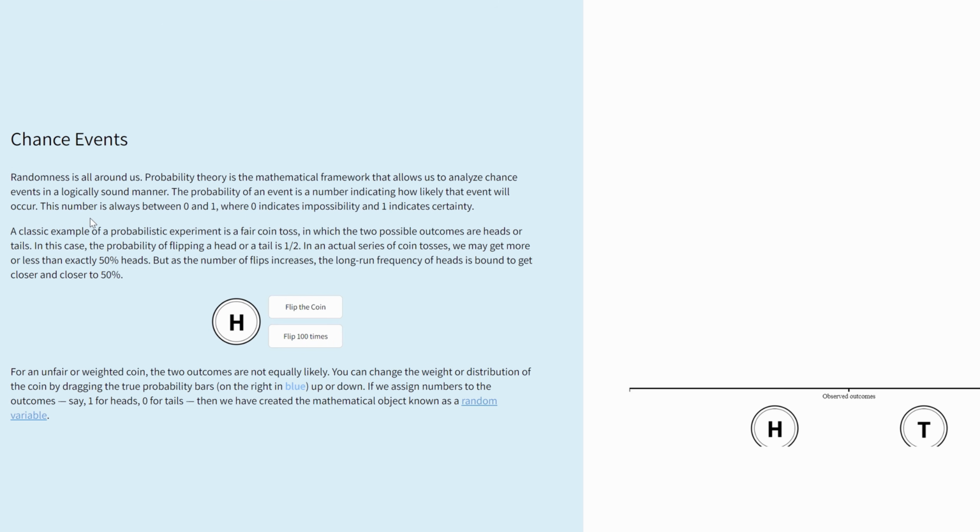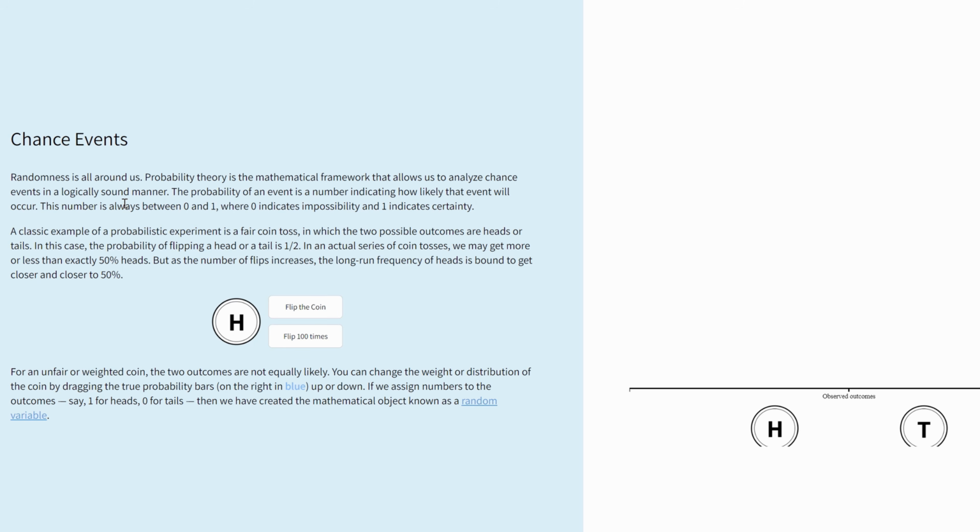Chance events. Randomness is all around us. I love abstract concepts like that. And I think it is. Life is all about randomness. Obviously, some believe in that stochastic process. Some don't. Some think it's deterministic. Your path has already been set. Where do I sit? I don't really know. Maybe for another video. Probability theory is the mathematical framework that allows us to analyze chance events in a logically sound manner. Can't disagree with that.